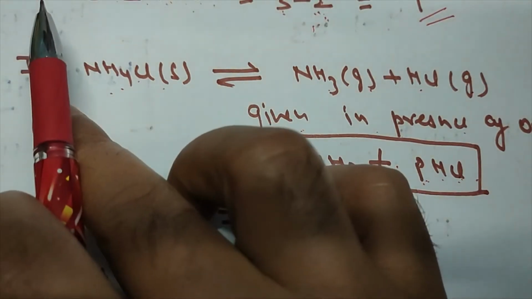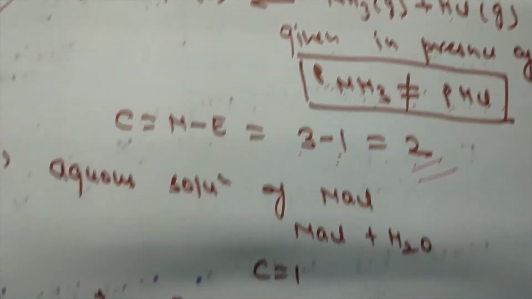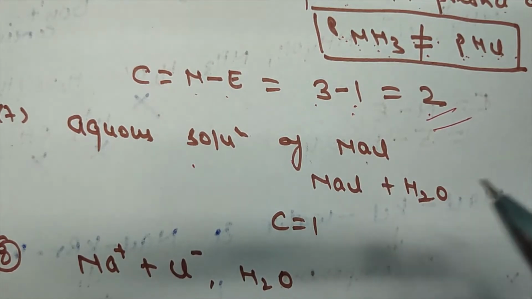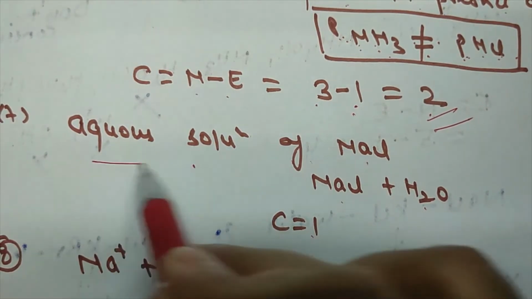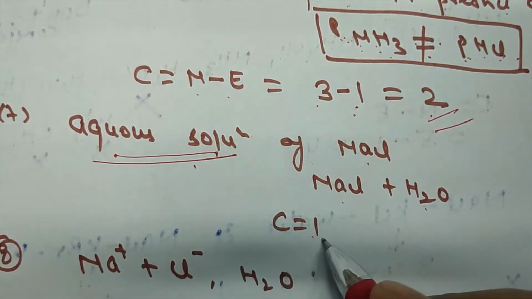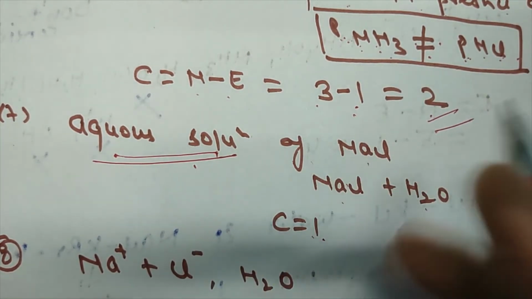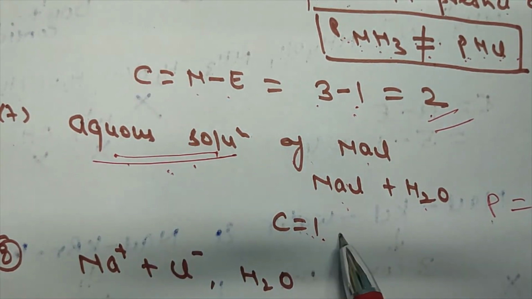This question is asked several times in your exams. So guys, it is very important. Please read it very carefully. Now, aqueous solution of NaCl. Simply, guys, if an aqueous solution of NaCl is given, then the component will be 1 and the phase will also be 1. It means they are dissolved, you cannot separate them because it is a solution. Then phase will be 1, component will be 1.